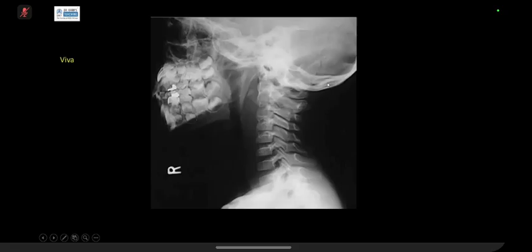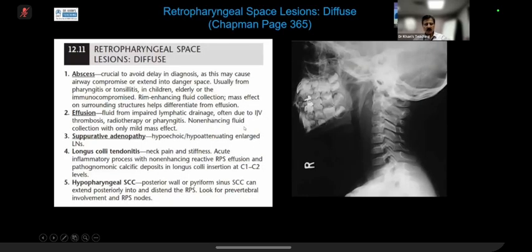Abnormal, there is prevertebral soft tissue thickening. Excellent. So if you see here, this soft tissue is all thickened or widened, and you don't have to measure anything. And this is also a retropharyngeal abscess.